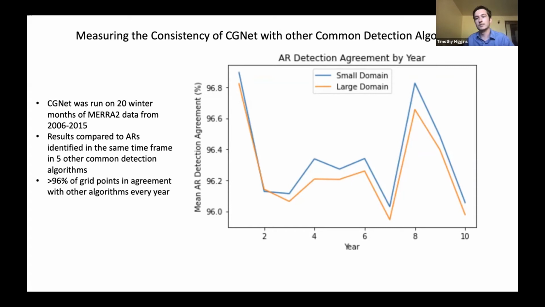And here what you're looking at is the percentage of grid points that overlap with CGNet trained on each domain compared to the 5 other detection algorithms that I looked at. And here we can see that when training on the smaller domain, there's not a big difference, but training on the smaller domain is actually slightly more consistent with other algorithms than the larger domain. But overall, over 96% of the time, the grid points will match.